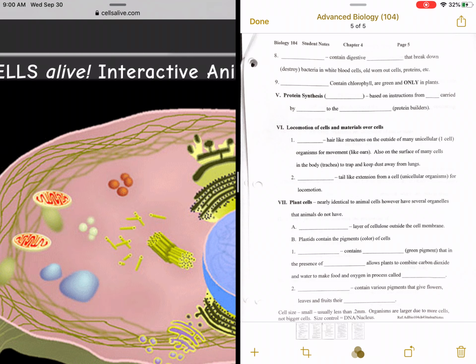The chloroplasts contain chlorophyll, and they are green, and they are only in plant cells, which is halfway true because some protists also have chloroplasts. So I'm going to stop there, and then I will pick up and finish your notes in part 3 today.